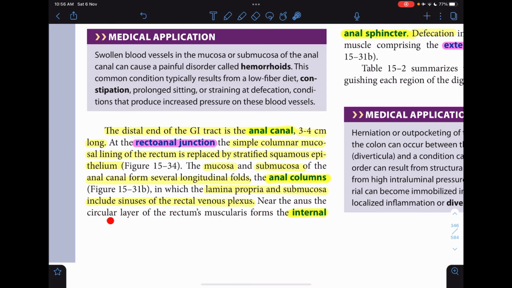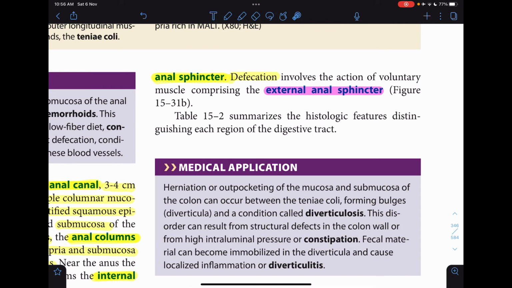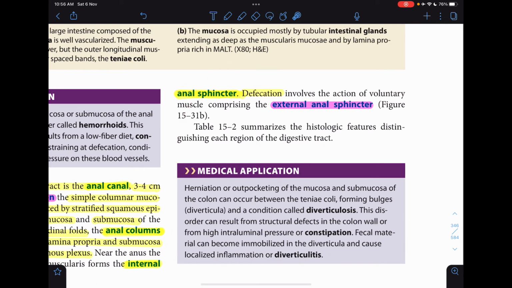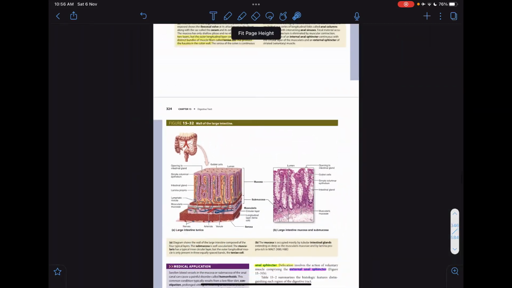Near the anus, the circular layer of the rectum's muscularis forms the internal anal sphincter. The internal anal sphincter is involuntary, whereas the external anal sphincter is a voluntary muscle. And هدول الاثنين, those sphincters both are obviously contracted at rest, but upon will you can contract. بيصير في contraction بالexternal anal sphincter even more عشان يصير في عنا excretion.